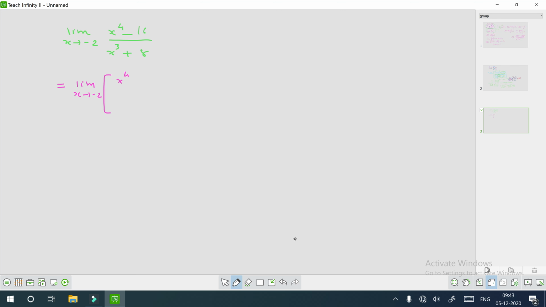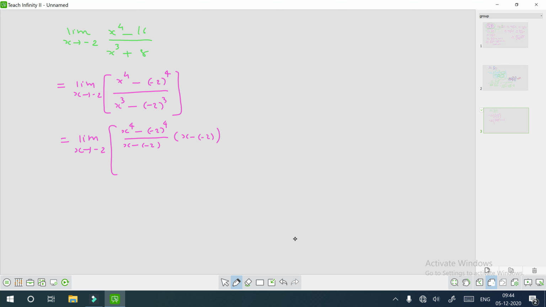Here x raised to 4 minus 2 raised to 4. Agree with me? Yes. x cube minus minus 2 cube. Yes or no? Yes. Now limit x tends to minus 2, x raised to 4 minus 2 raised to 4 over x minus minus 2. So multiply and divide by it.